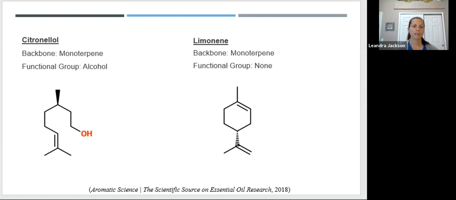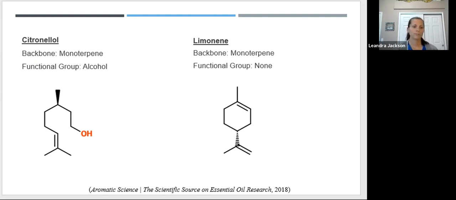So the citronella is a monoterpene backbone, and it has the functional group of alcohol, which I showed you here. I got that a little mixed up before. And then limonene is non-functional group because it's just your entire monoterpene carbon backbone.